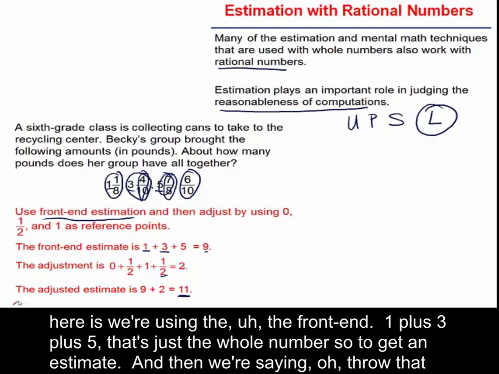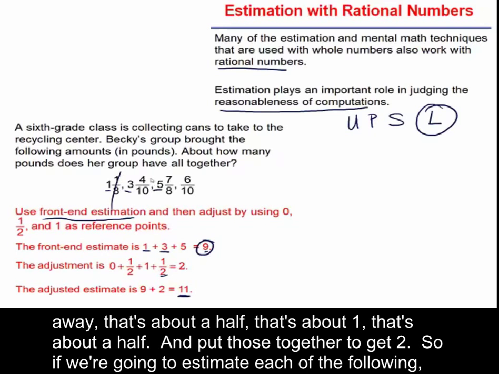So what's going on here is we're using the front end, 1 plus 3 plus 5, that's just the whole numbers to get an estimate. And then we're saying, oh, we'll throw that away. That's about a half. That's about 1. That's about a half. And put those together to get 2.